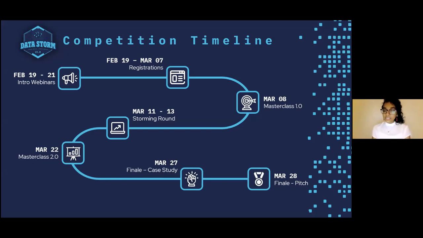The final round consists of 2 stages. The first stage is a case study, and the top 5 teams of the case study will be selected for the second stage to pitch their solutions live, and the top 3 teams from the final round will be selected as winners and prizes will be awarded to them. All these 5 phases, including the 2 competition rounds, will be conducted virtually, adapting to the new normal.